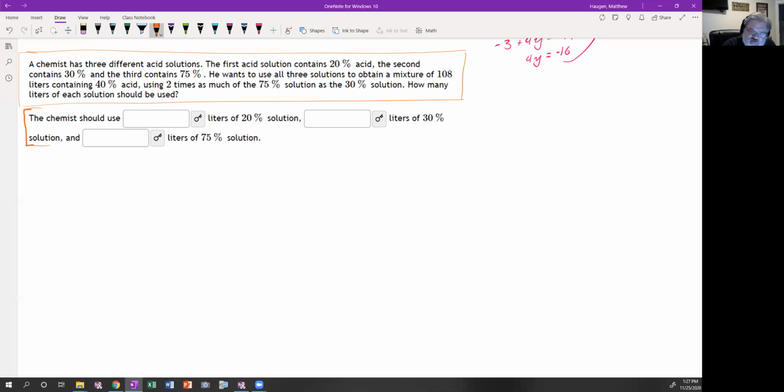Fair? So if we're asked how many liters of each solution should be used, we should use blank of solution 1. We should use blank of solution 2. We should use blank of solution 3.